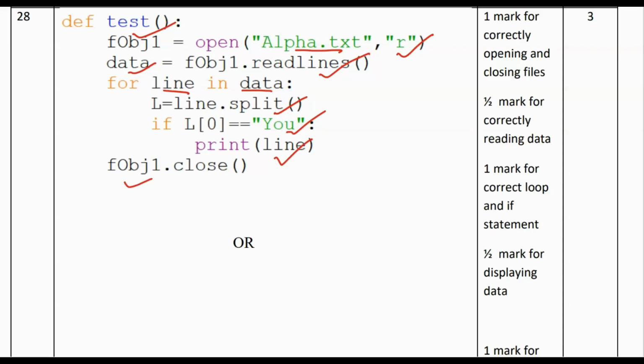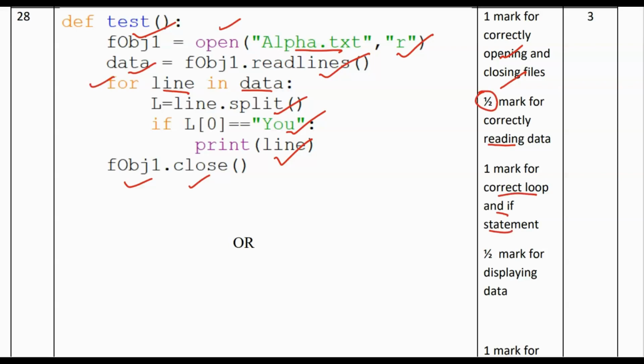See here, 1 mark is for correctly opening and closing the file and half a mark for correctly reading the data. So for the open and close functions, they will provide 1 mark, and half a mark for correctly reading the data. We have the read function, readline function and readlines function. According to the function you have used correctly in the program, you will be provided half a mark. And 1 mark for the correct loop and if statement.